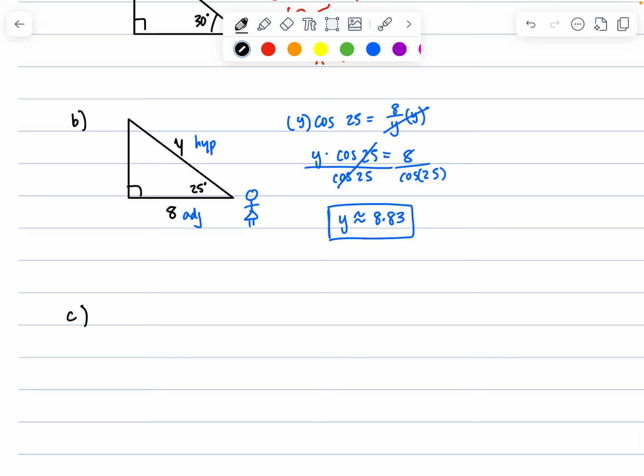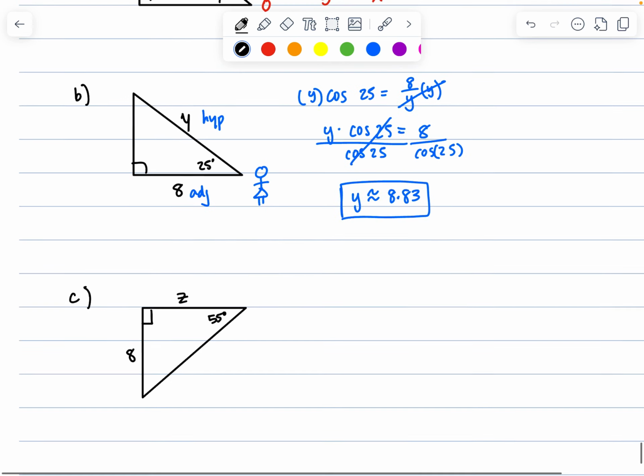Last one, C. Another triangle. Actually, let's change this around. Let's do this upside down. Okay, right angle. Let's put an 8 here, a Z here, and a 55 here. So this time around, I'm going to put my person right here in green. Recognizing opposite of this 55, this is our perspective, is the 8.